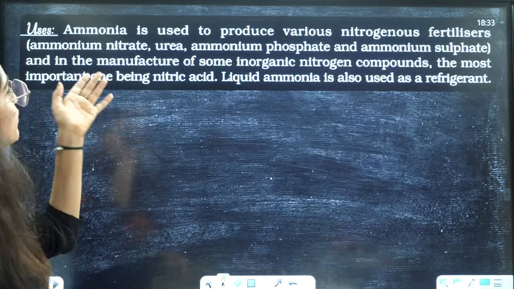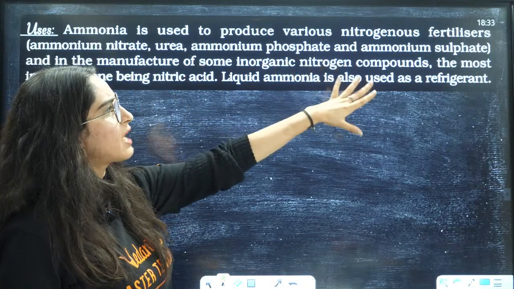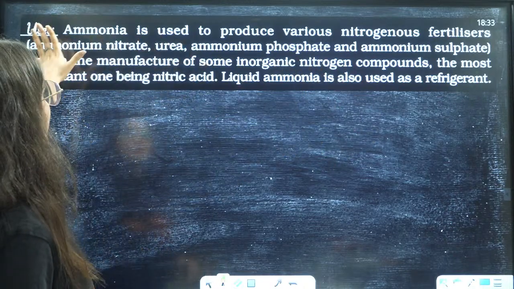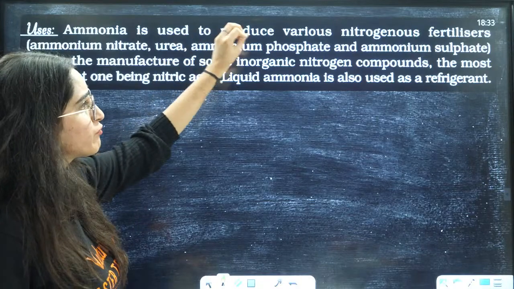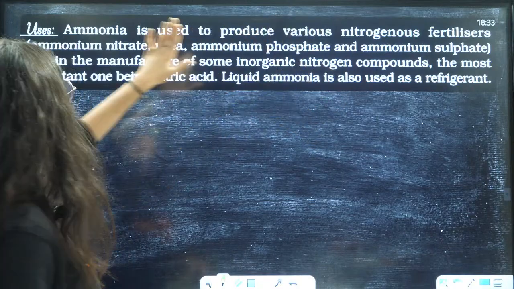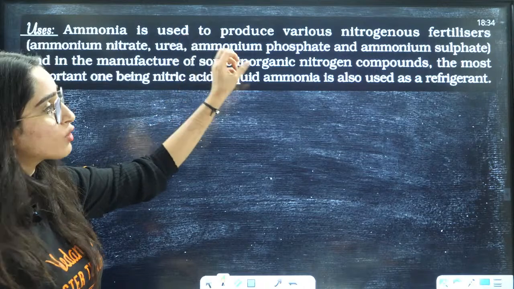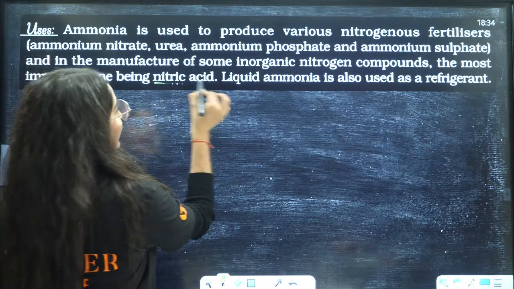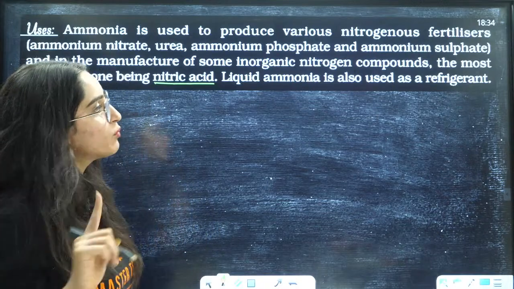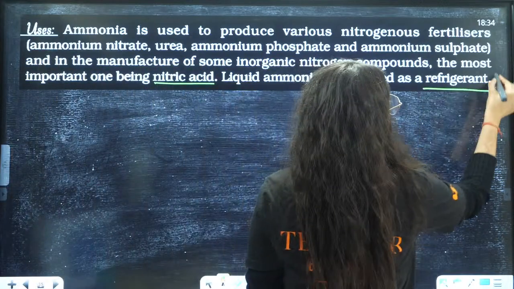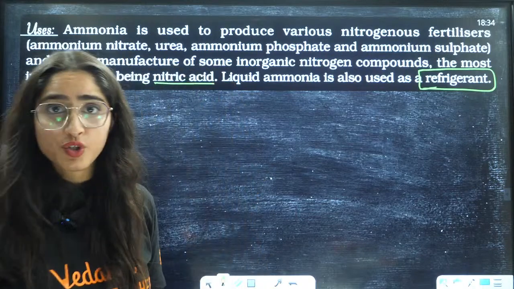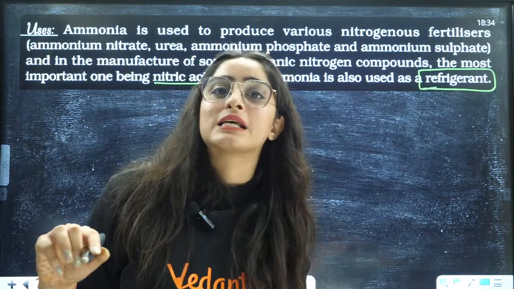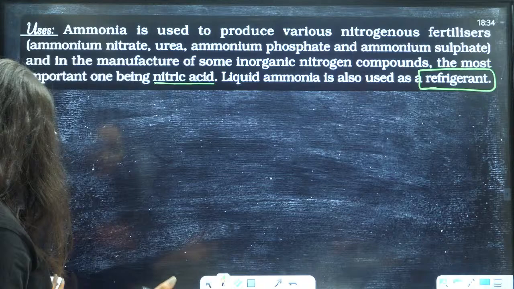Ammonia is used to produce various nitrogenous fertilizers: ammonium nitrate, urea, ammonium phosphate, ammonium sulfate. It is also used in the manufacture of inorganic nitrogen compounds, the most important one being nitric acid. Liquid ammonia is also used as a refrigerant. Like liquid nitrogen, liquid ammonia is also used in the refrigeration process.